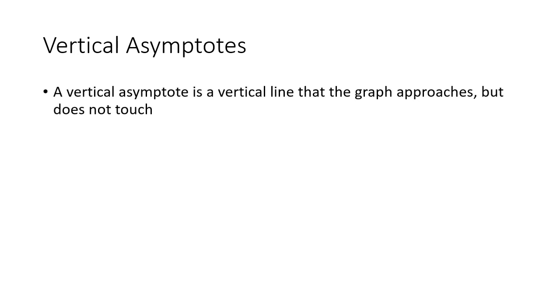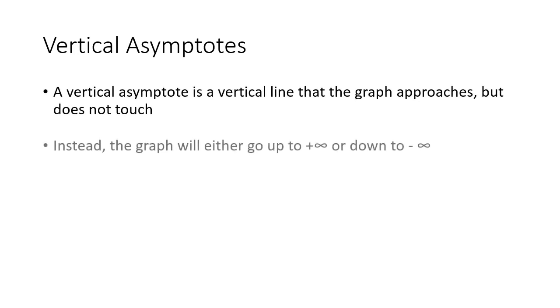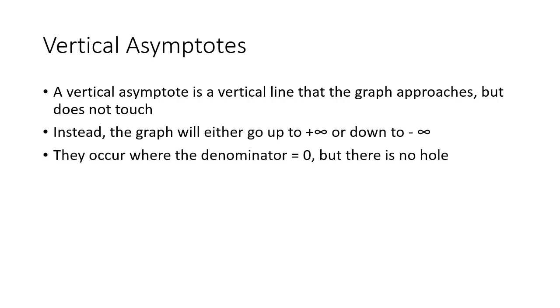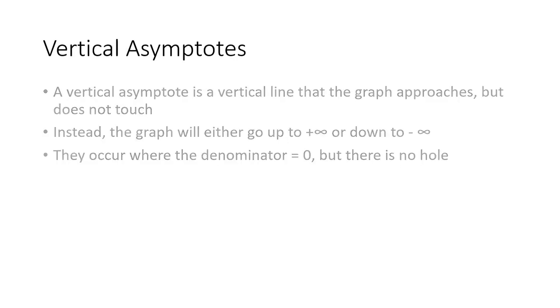Vertical asymptotes. A vertical asymptote is a vertical line that the graph approaches but does not touch. Instead, the graph will either go up to positive infinity or down to negative infinity. They occur where the denominator equals 0, but there is no hole. So you pretty much find it the same way.